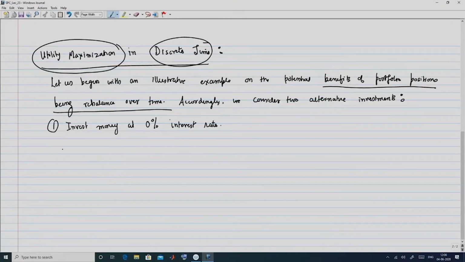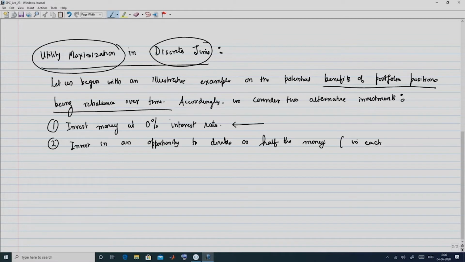Okay, so, coming back to this example, the first alternative is to invest money at 0%, and the second alternative is that you invest in an opportunity to double or halve the money in each time period, all right.